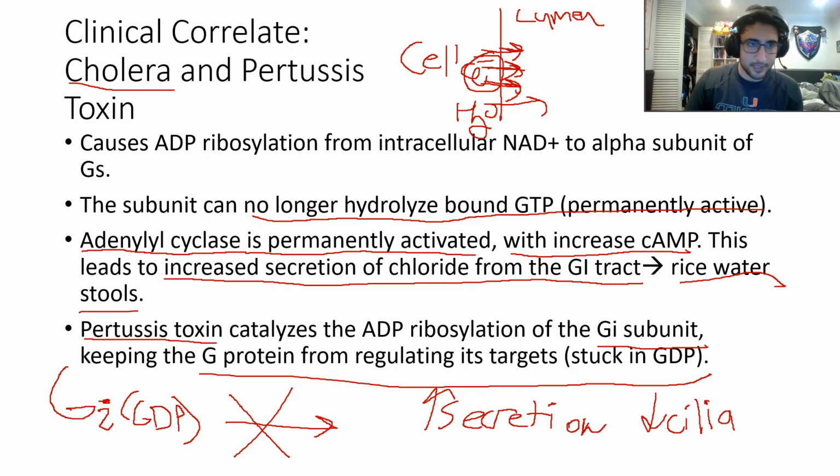So to summarize, ADP ribosylation is a mechanism that some bacteria use, and it targets G proteins and disrupts their function. When it disrupts their function, this causes the pathology associated with these two toxins.